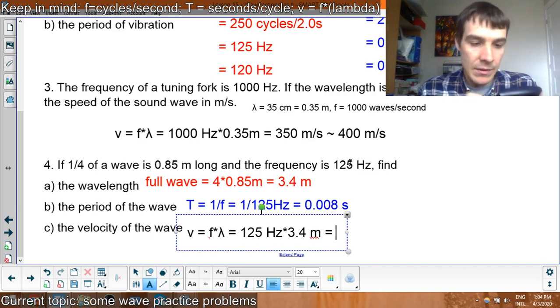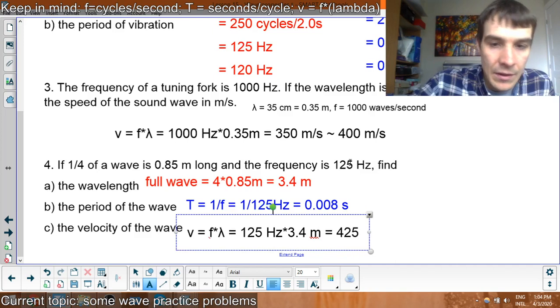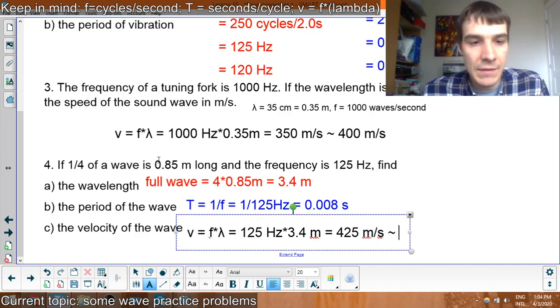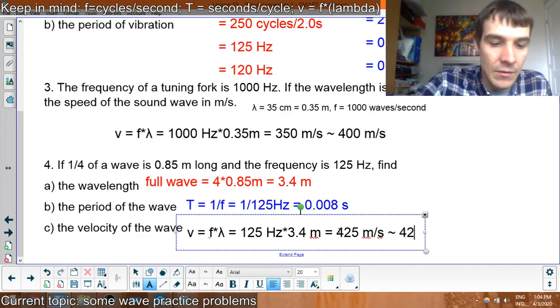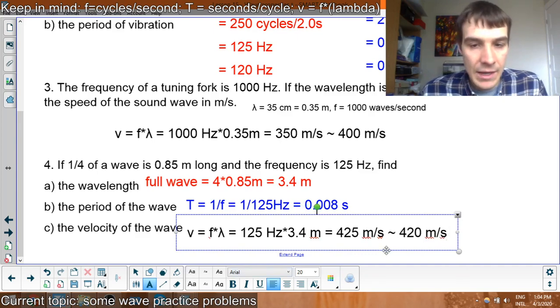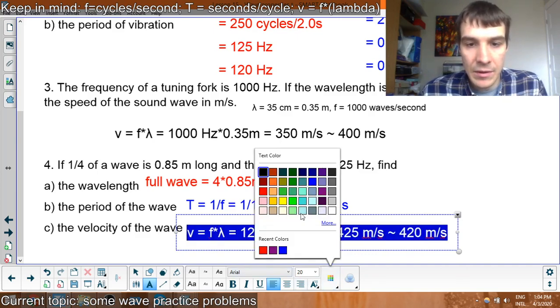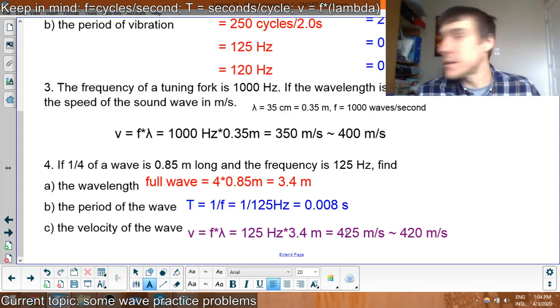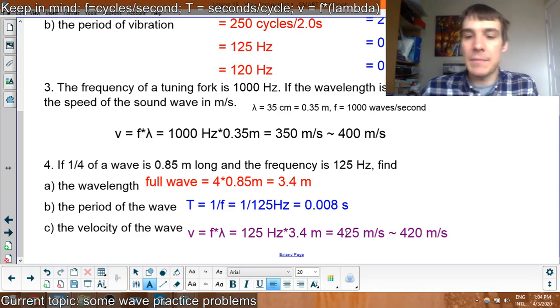So 125 times 3.4, 425 meters per second. And then we have to do our significant digits. We only have 2 significant digits here, so this needs to be 2 significant digits. Make it even, 420 meters per second. And that's how you do that. So I'm going to turn that purple. And that's some wave practice problems. We're done with some of our wave practice problems.